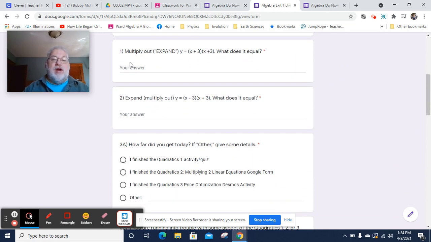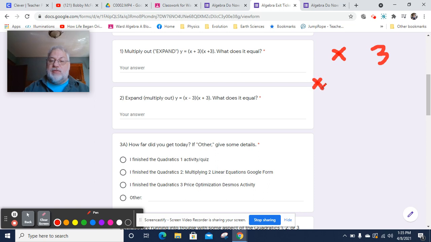And this is stuff from Quadratics 2. We're going to multiply out, or expand, y equals x plus 3 times x plus 3. And of course, you have many options for how you can make sure you get all four combinations, but you do need to get all four combinations. So I'm going to just put it up here. So I've got x and 3 added together, and x and 3 added together.